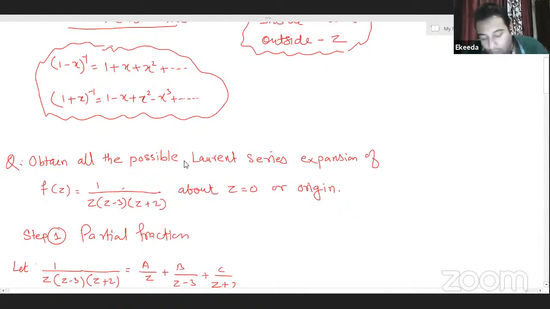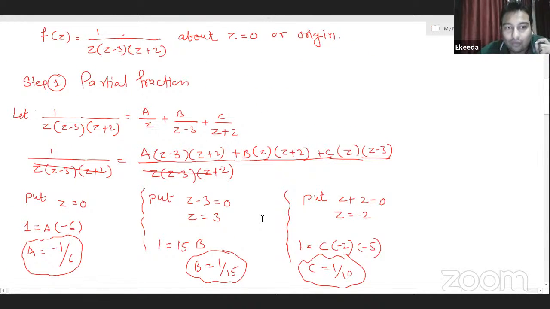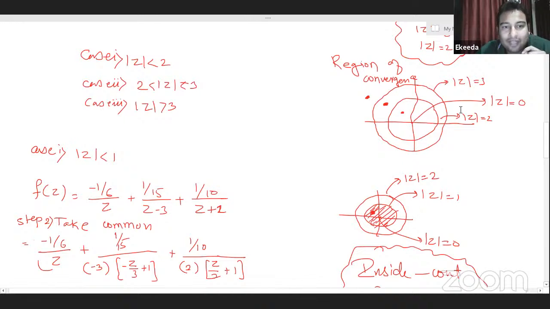It is asked, obtain all the possible Laurent series expansion of f of z is equal to this, about z is equal to 0 or origin. So in this particular problem, we need to find all the possible Laurent series expansion about z is equal to 0. That means whatever will be the solution, see here, this is the solution from case number 1.